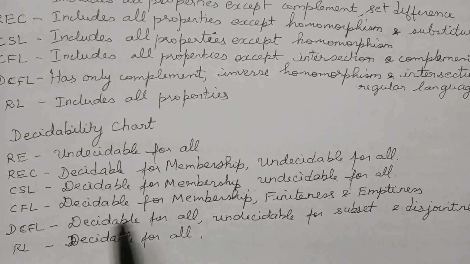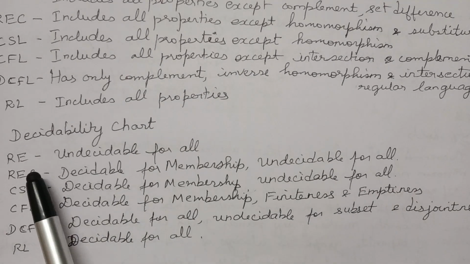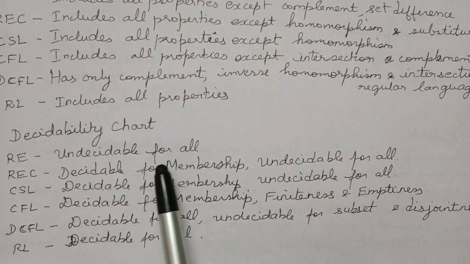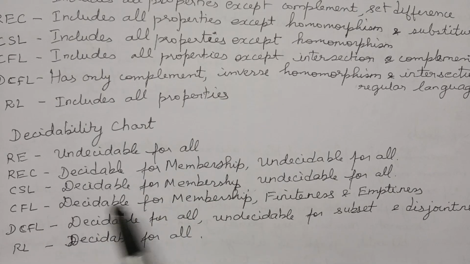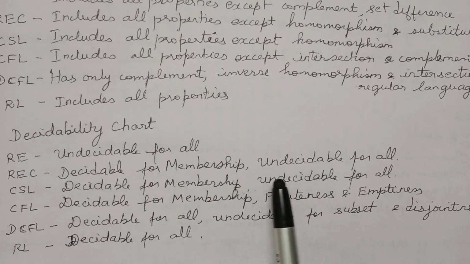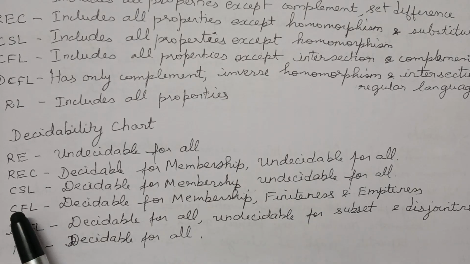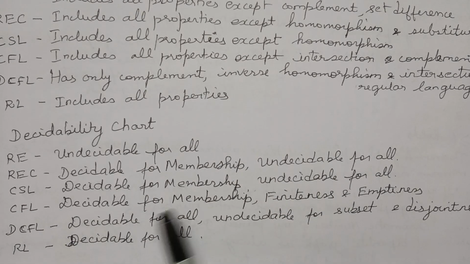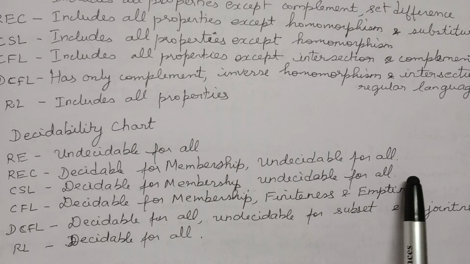In case of the decidability chart, remember for recursive enumerable languages, it is undecidable for all. For recursive languages, decidable for membership and undecidable for all. For context sensitive language, it is decidable for membership and undecidable for all.